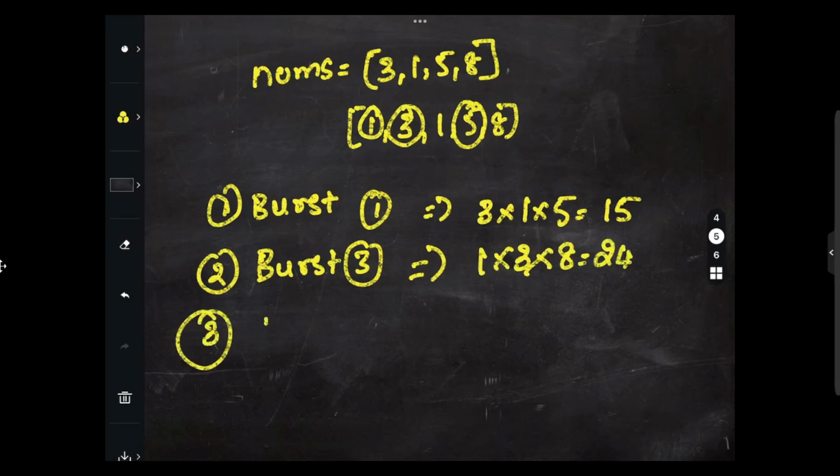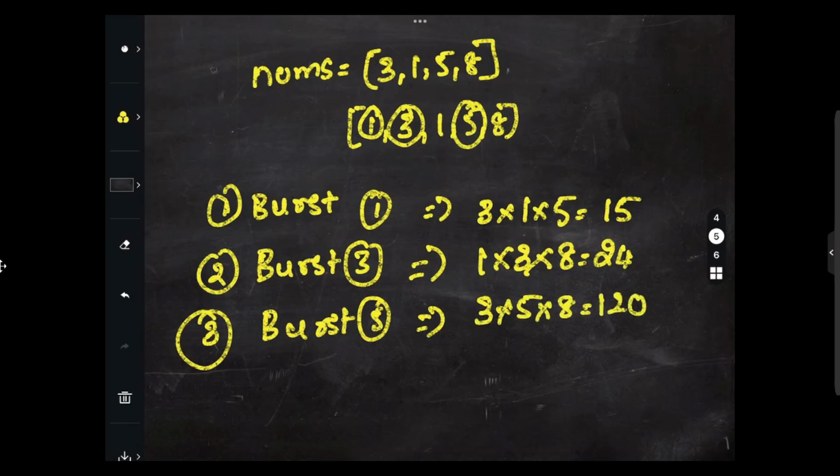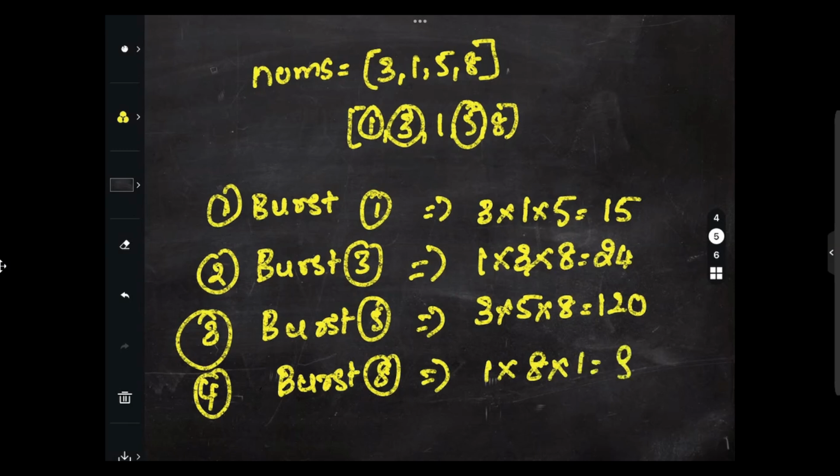Third, what we will do, we will burst 5 here. So this will be 3 into 5 into 8, which is equal to 120. And the fourth one will be, we have to burst 8. In this case, it will be 1 into 8 into 1. This will be 8 itself. So overall, it would be 120.